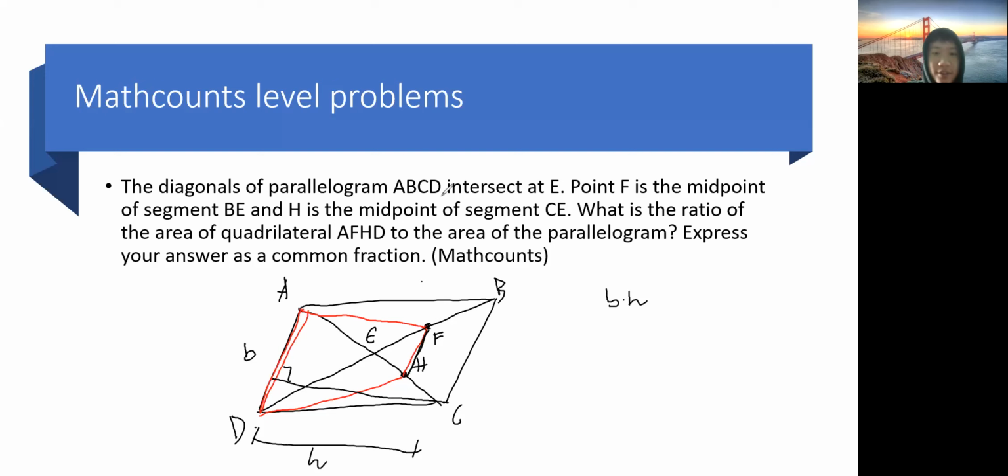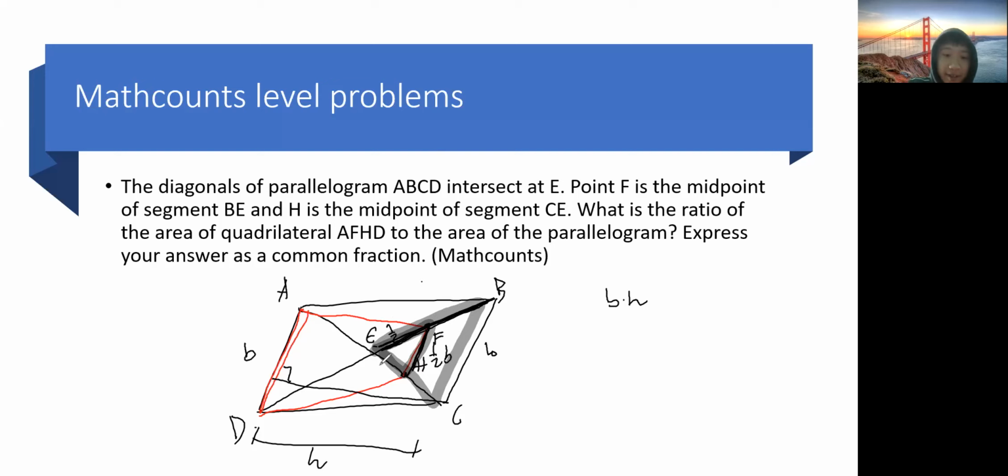Well, since these two triangles are similar, this triangle is similar to this triangle, right? And since F is the midpoint of EB, this is 1/2 the length of BE. EF is 1/2 the length of BE. EH is 1/2 the length of EC. So by similar triangles, the ratio of corresponding sides are equal. So if this is also the base, because it's the opposite side of the parallelogram, this will be 1/2 times B, okay? Because the ratio of corresponding sides are equal. So we know the bases of the trapezoid now.